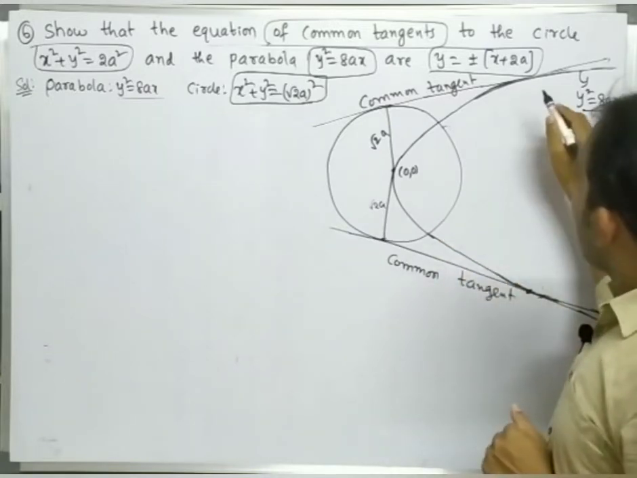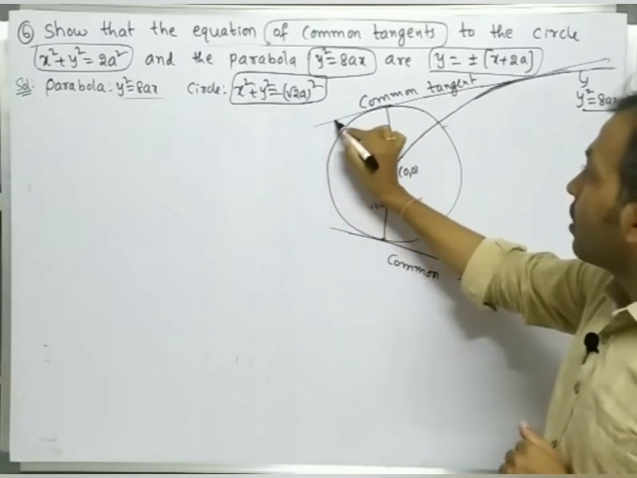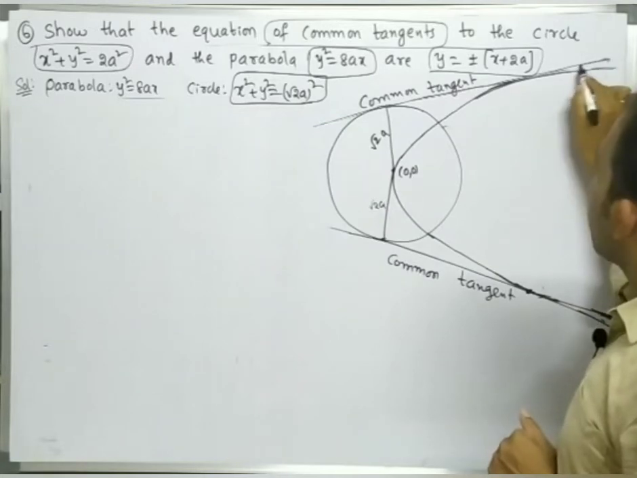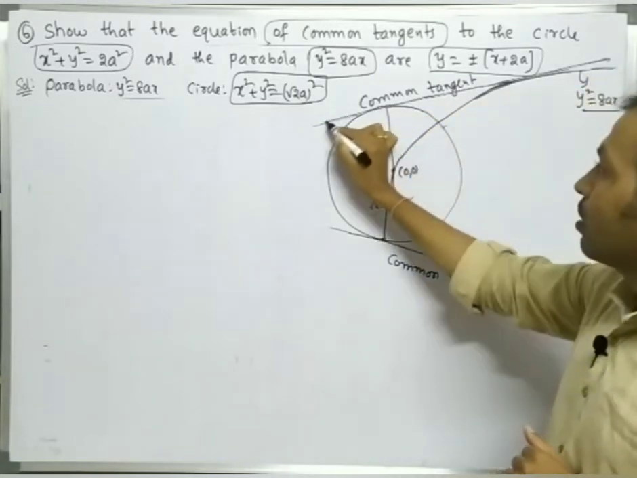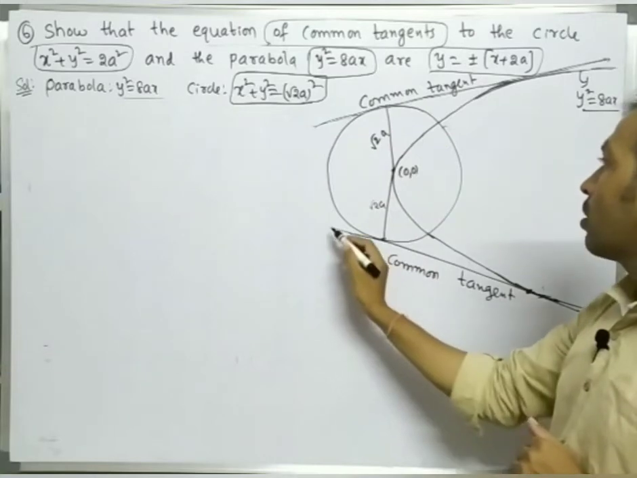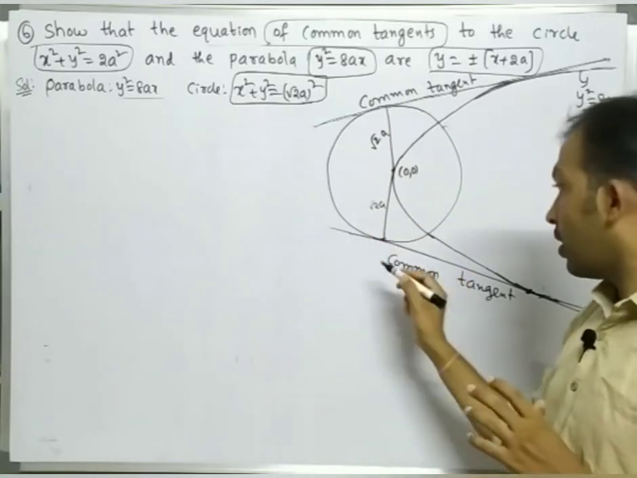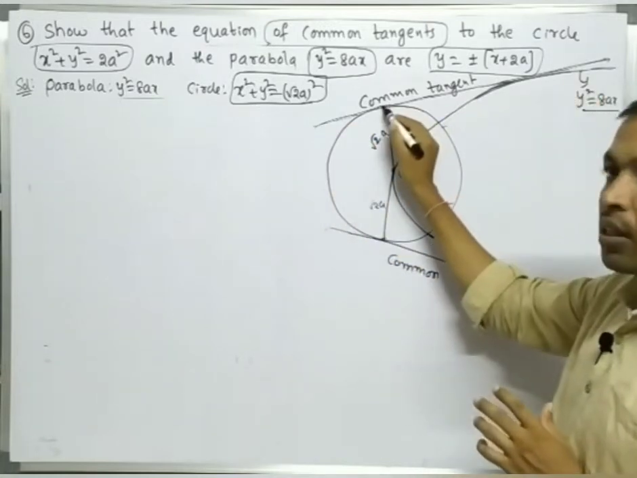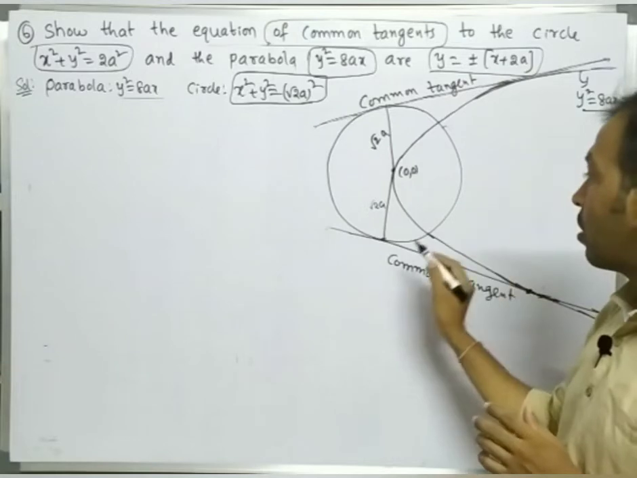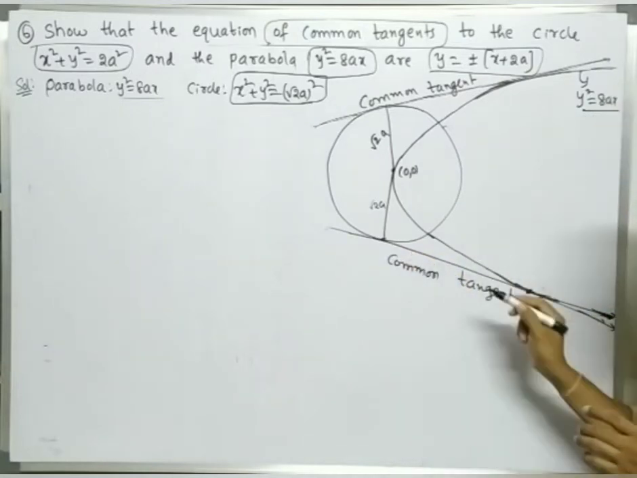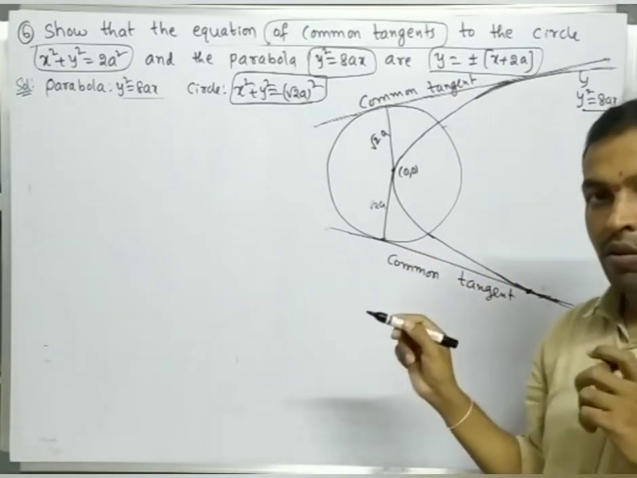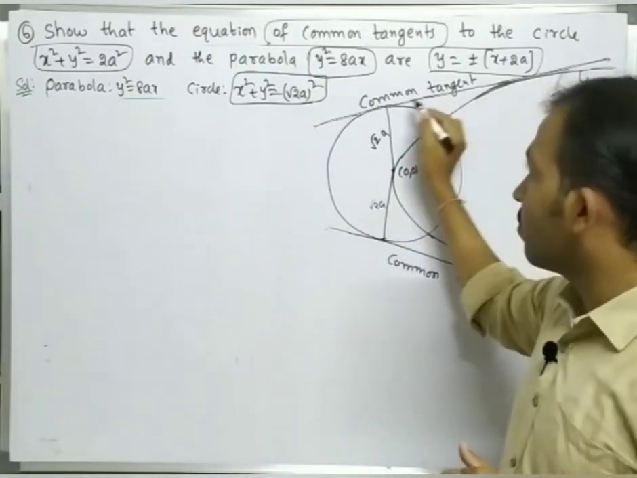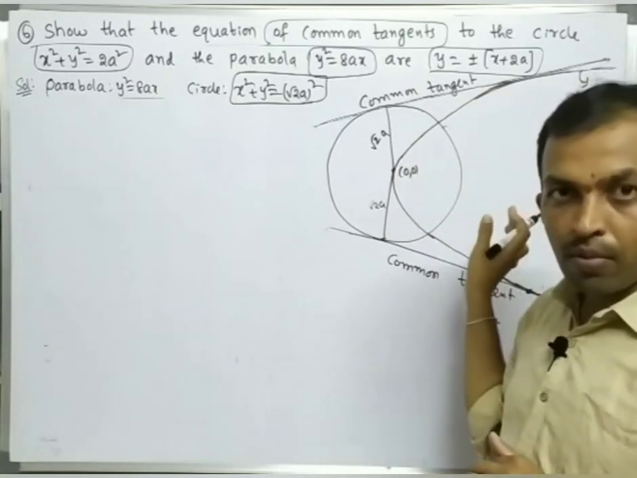Now we should find the common tangent, the equation of the common tangent. A common tangent means that it is a tangent to the given parabola and also a tangent to our circle. So here we will get two tangents. One is here, which is touching the circle as well as the parabola. This is also one more tangent. So these are the two tangents we are going to find. How can we find them? First of all, find the equation of the tangent of the parabola.